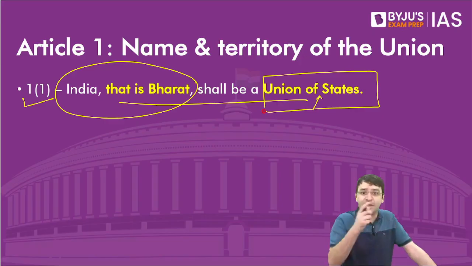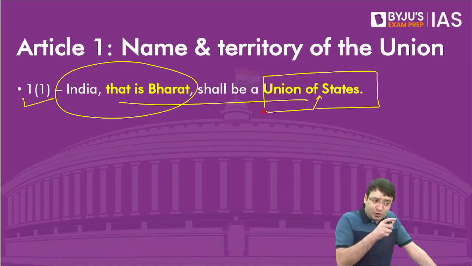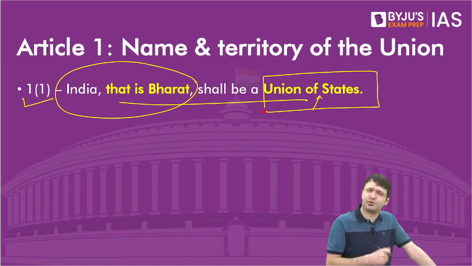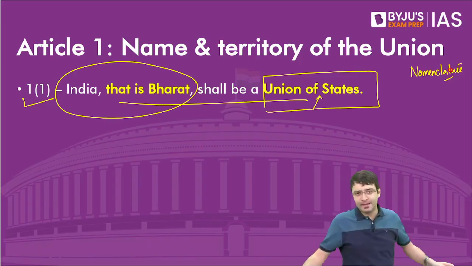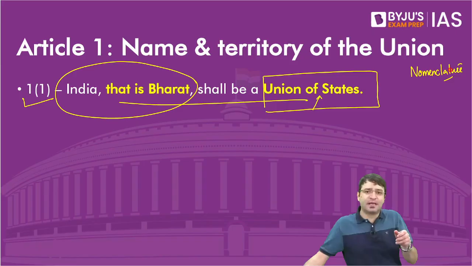Should there be a governor or not? What should be the role and responsibility of the judiciary? What should be the emergency provisions of the Constitution? Everything was debated. There was a debate also on the nomenclature. What should be the name of this country? Some members of the Constituent Assembly said, let's stick with India, because that's how we are known throughout the world. We should call this country India.